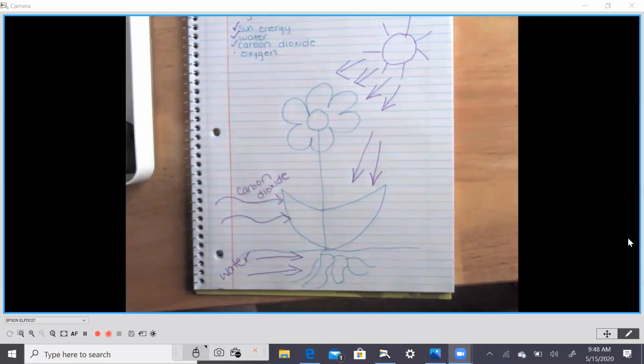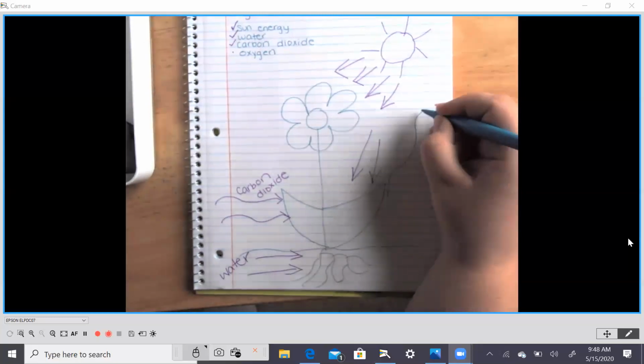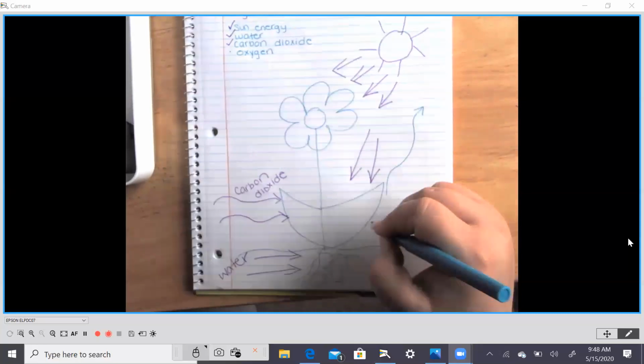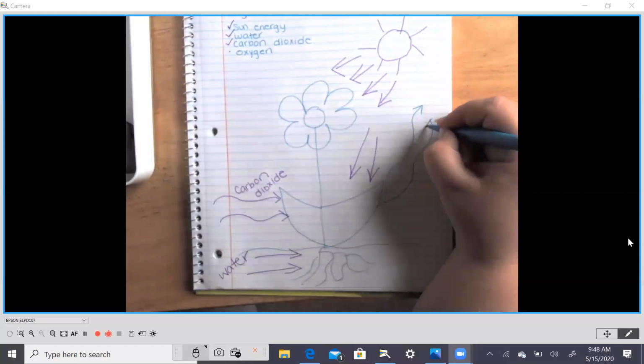What happens with the oxygen? How do we get the oxygen out of this whole thing? Good, it comes out, okay? Oxygen is coming out of the plant. Good.